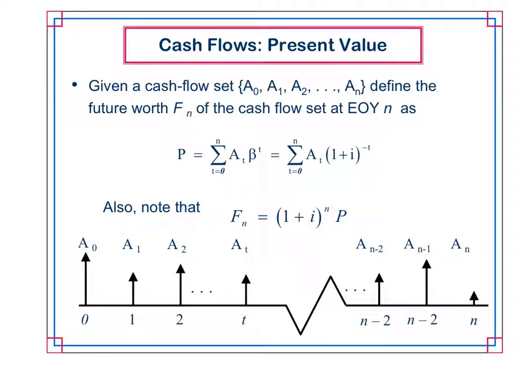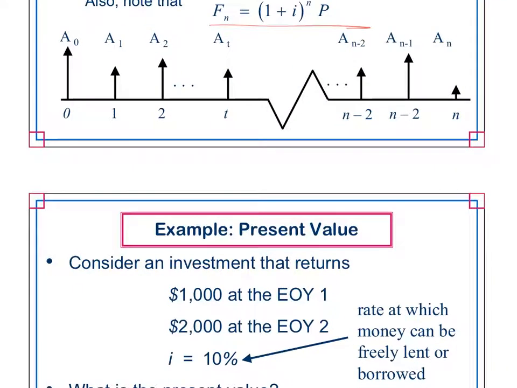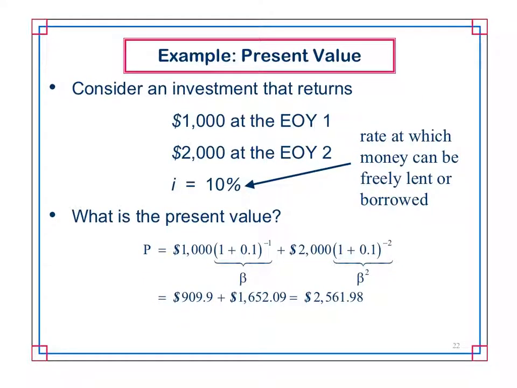So here's that equation now for doing present value. So we're just going to multiply our annuities by our beta function here. And also, if we find our future value given our present value, we can scroll forward and find our present values that way.